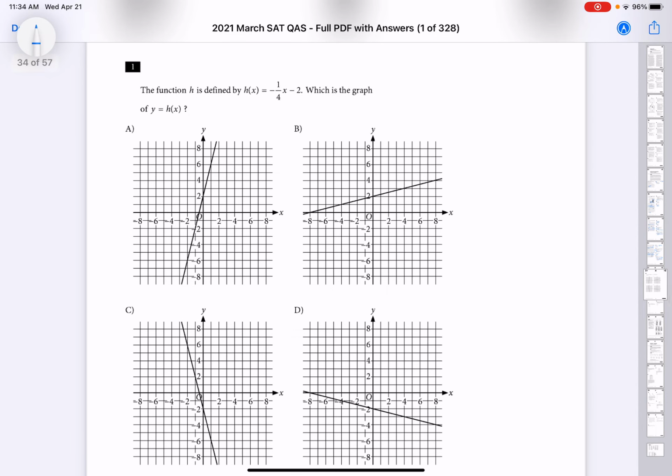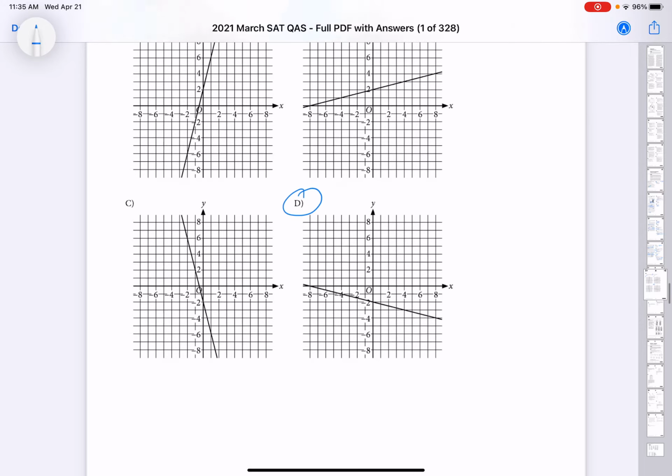Okay, number 1. The function h is defined by h of x equals negative 1/4 x minus 2, which is the graph of y equals h of x. So the first thing I see here is a negative slope. Negative slope means that A and B are out, and the slope is negative 1/4. So that means that the vertical rise is not as steep as the horizontal run. So the answer here should be D for number 1.